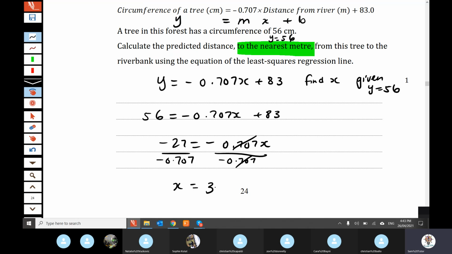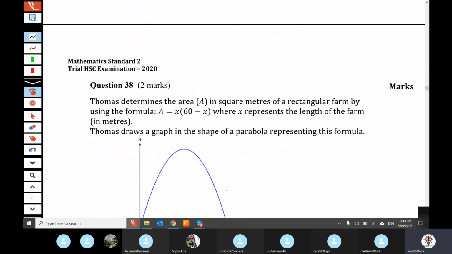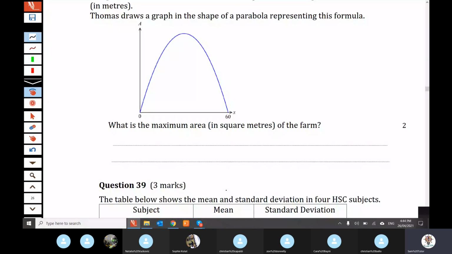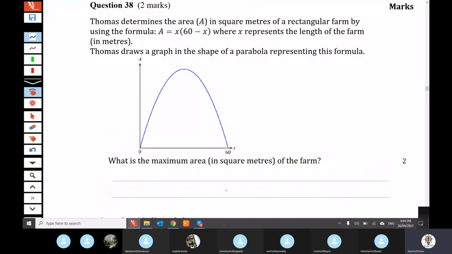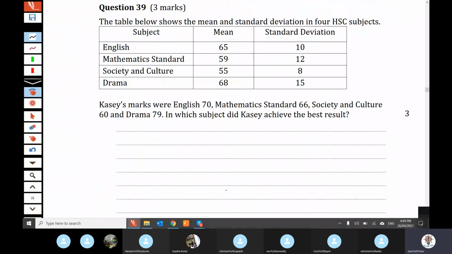38 to the nearest meter. Double check my work. Happy with it? Yeah. Let's move on. That's part of trig, that's part of nonlinear relationships. That's what we're going to be doing if we get time today. If not, next week. That is what we did last week. Let's do that one as well.